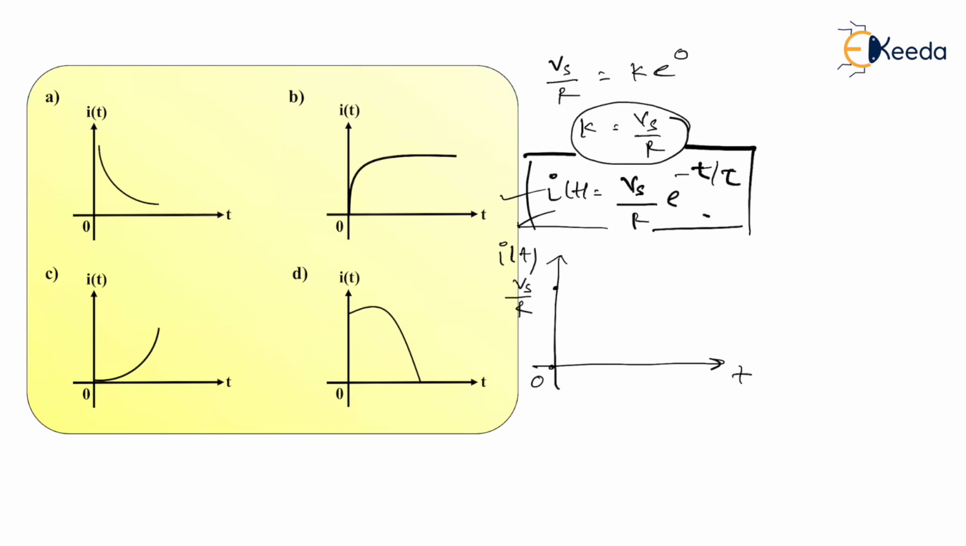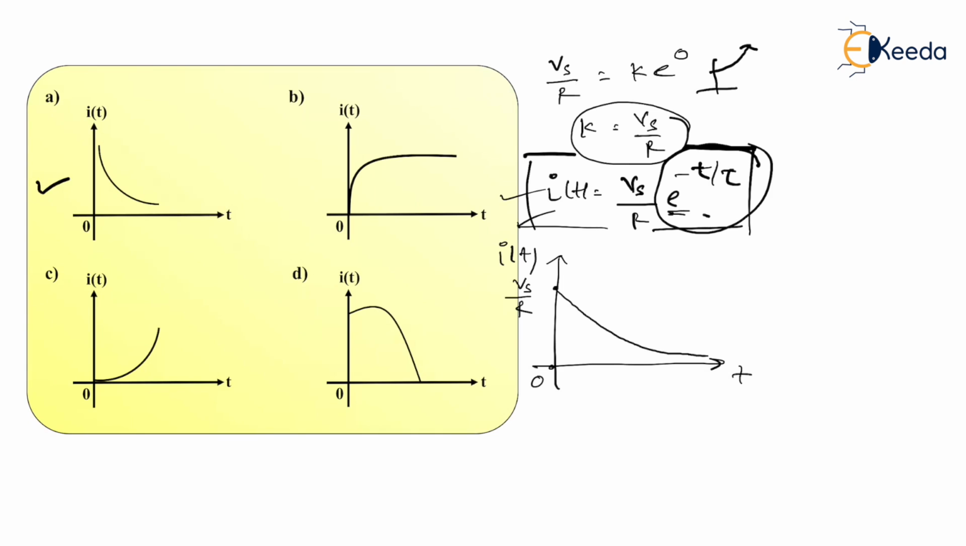Since it is an exponential part, it will not become 0 instantly. It will become exponentially 0 like this. In fact, you should understand that when it is a negative exponential, the curve is a negative exponential. If it is a positive exponential, then only the curve will go like this, positive exponential. So now try to match the obtained current I of t with all the 4 options. What you are going to get? Of course, it is matching with option number A. So option number A in our case is the correct option.